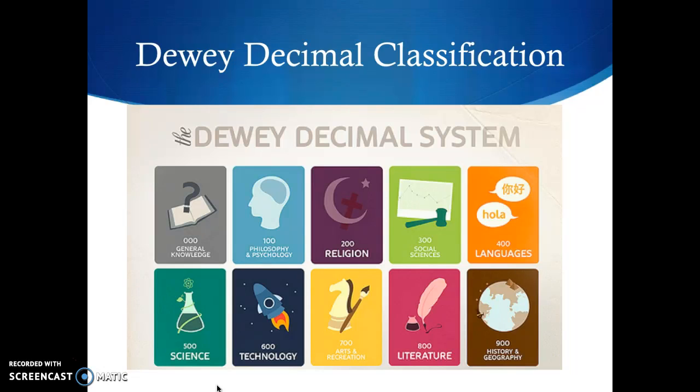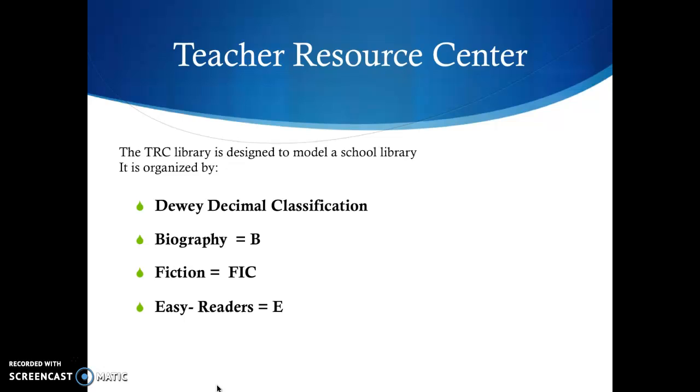500, we have science. 600, technology. 700, art, creation. 800, literature. We have our poems there. 900, history, geography. We have different things about geography, so you can find a book about Egypt in this section. So it's very neat. It's a great way to get familiar with where the books are located.